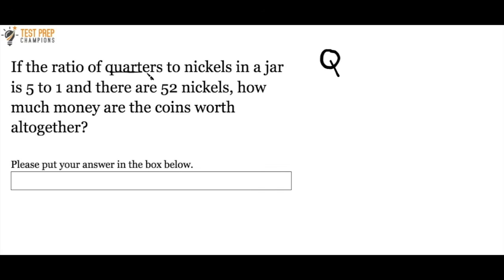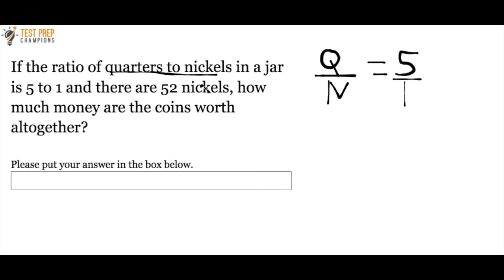It says quarters to nickels. So when I see that, I'm writing this Q over N. Okay, and it says that in a jar is 5:1. So we know that there's 5 quarters to every 1 nickel. So I'm going to write it out like this, 5/1. Okay, so this is how I'm going to start off the question.